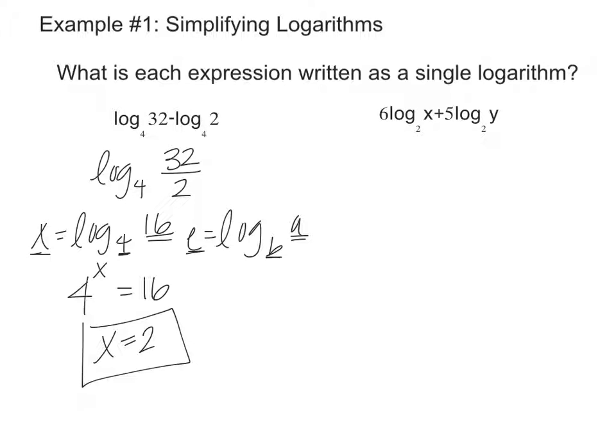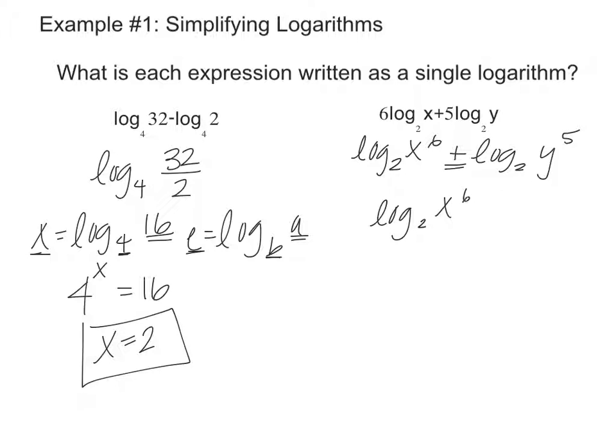All right, let's look at the second one. The first thing that I noticed is that they have a common base, which is good, but then I also noticed that I have powers going on here, and I also have products. So let's go ahead and first deal with the powers. So this is really going to be log base 2 of x to the 6th plus log base 2 of y to the 5th. And then because it's addition, that addition is going to make it multiplication. So then this becomes log base 2 of x to the 6th, y to the 5th. And we can't break it down further because those are variables.